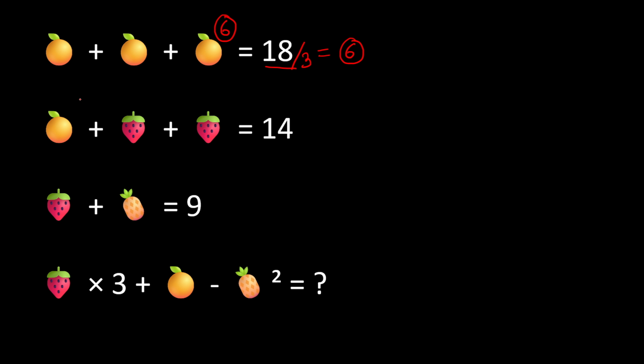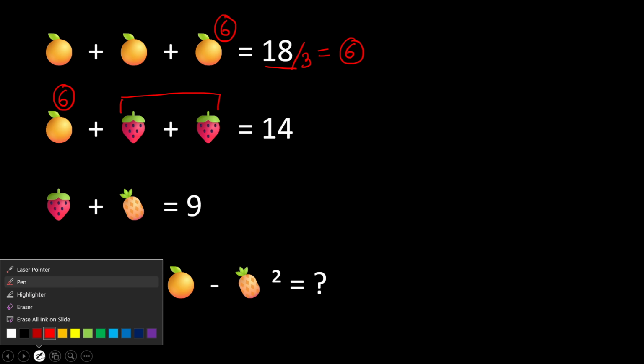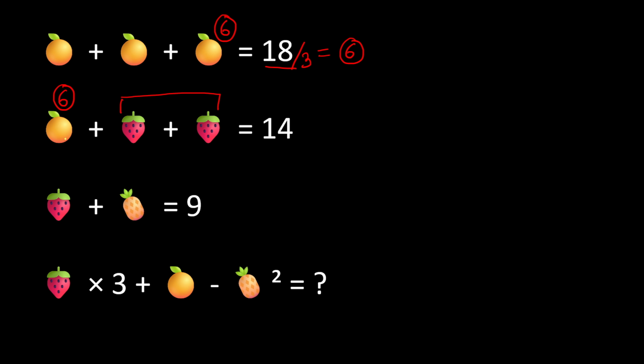And similarly we will put the value here, which is 6, and 6 plus 1 strawberry is equal to 14. So to get the value of these two strawberries, we have to subtract 6 from 14. So we will subtract 14 minus 6, which equals 8. So this is the value of two strawberries. To get the value of one strawberry, we have to divide by 2. So we will get the answer 4. So this will be the value of one strawberry, that is 4.